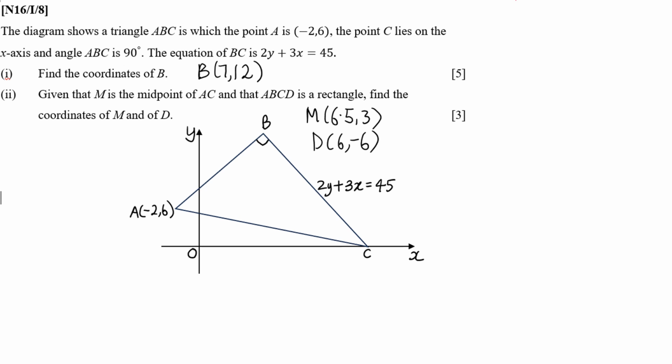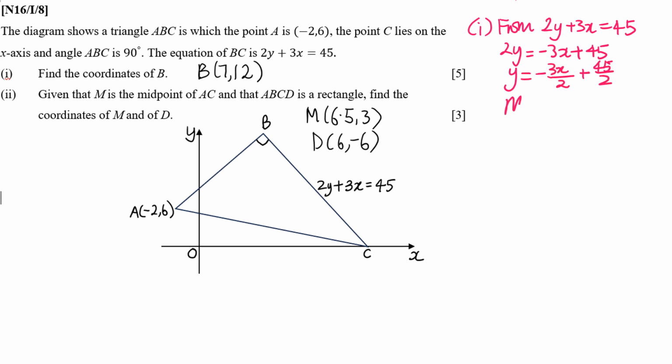So we have to make use of what we're given, which is basically the equation of BC. We're going to rewrite it into the format y equals mx plus c to find the gradient of BC. Maybe you want to think about why we want to find the gradient of BC. How does finding the gradient of BC help us to solve this question? Think about it. Let's rewrite it, and then you would have the gradient of BC to be negative 3 over 2.